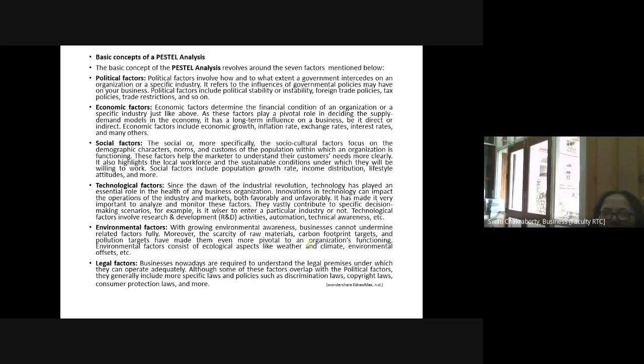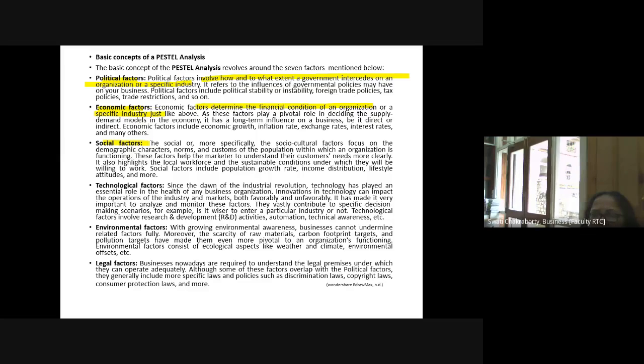So, see the factors. If you look into more details, political factors under PESTLE involve how and to what extent a government intervenes in an organization or a specific industry, right? When we talk of economic factors, it actually determines the financial condition of an organization or a specific industry, which plays a very important role in deciding the supply and demand models in the economy.